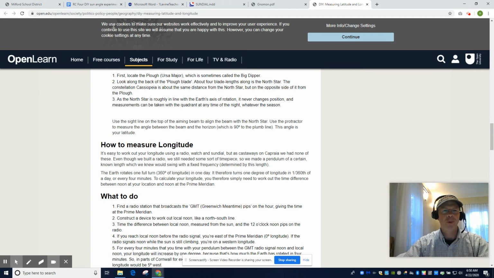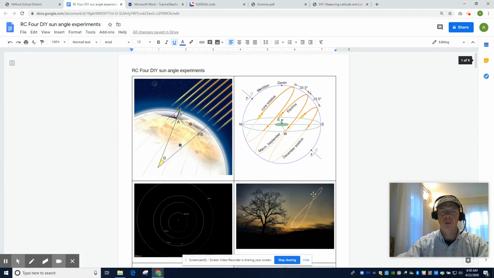And those are 4 simple experiments. You don't actually have to do all 4 if you don't want to, but I'm going to do all 4. So feel free to just pick one and write it up in a lab report. So enjoy our astronomy lesson.